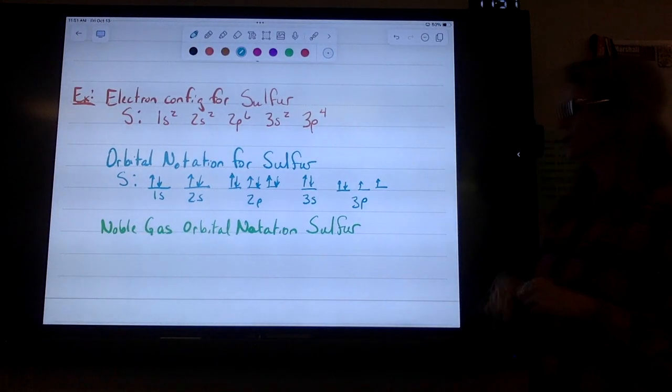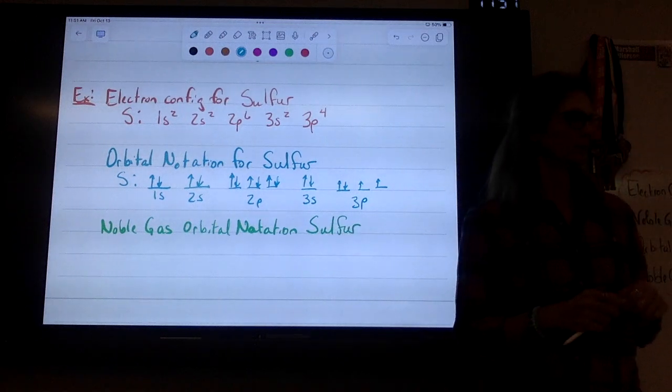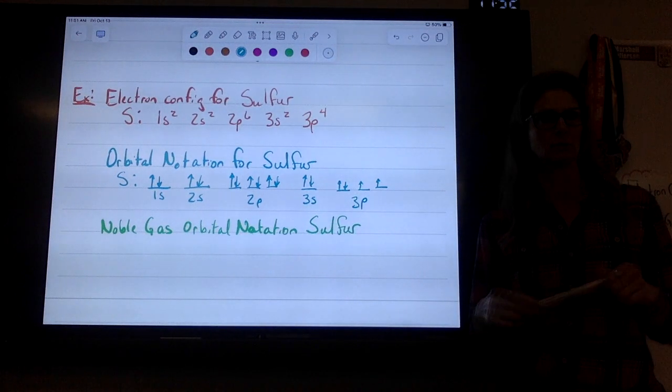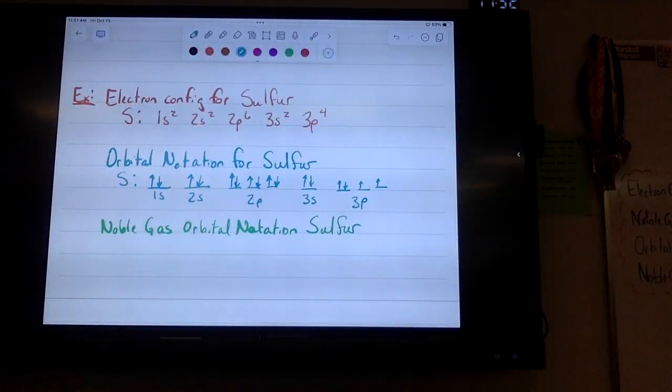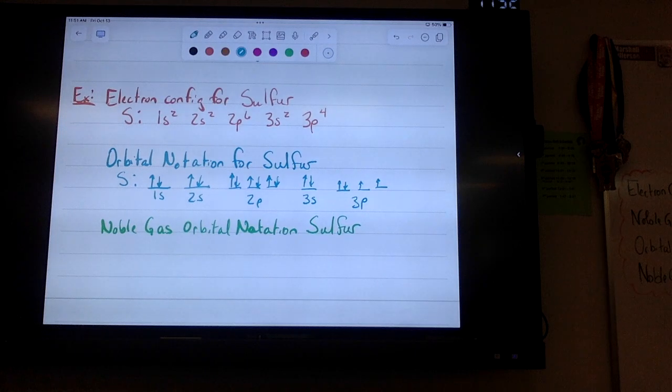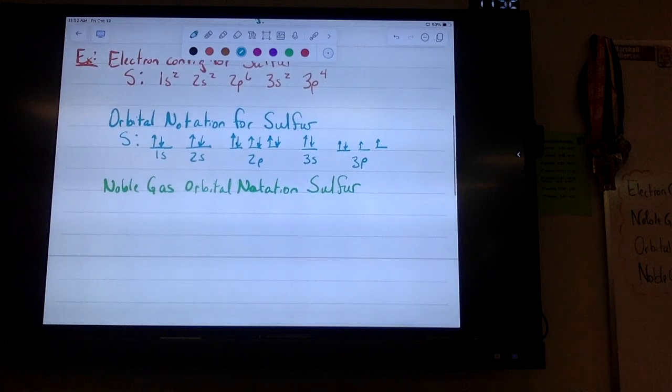All right. Do you think you know how to do the noble gas configuration? Noble gas orbital notation? Yeah, I bet you do. It's going to look exactly the same as the noble gas configuration for sulfur. It's just going to have arrows and blanks instead of just letters and numbers. All right, so what noble gas are we going to do for sulfur? Is that right? Neon? Yep, neon's before sulfur. Good. All right, then you're going to go from there. What's after neon?